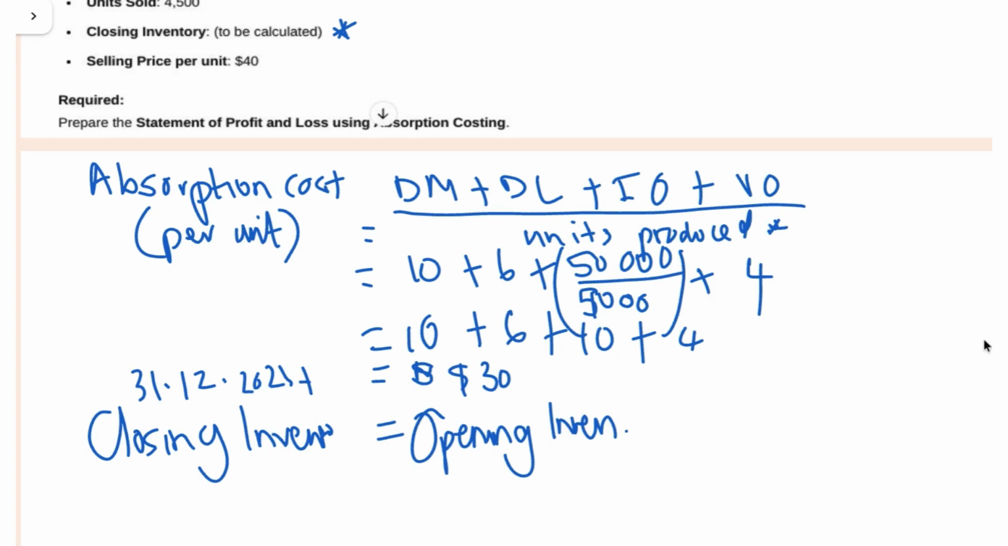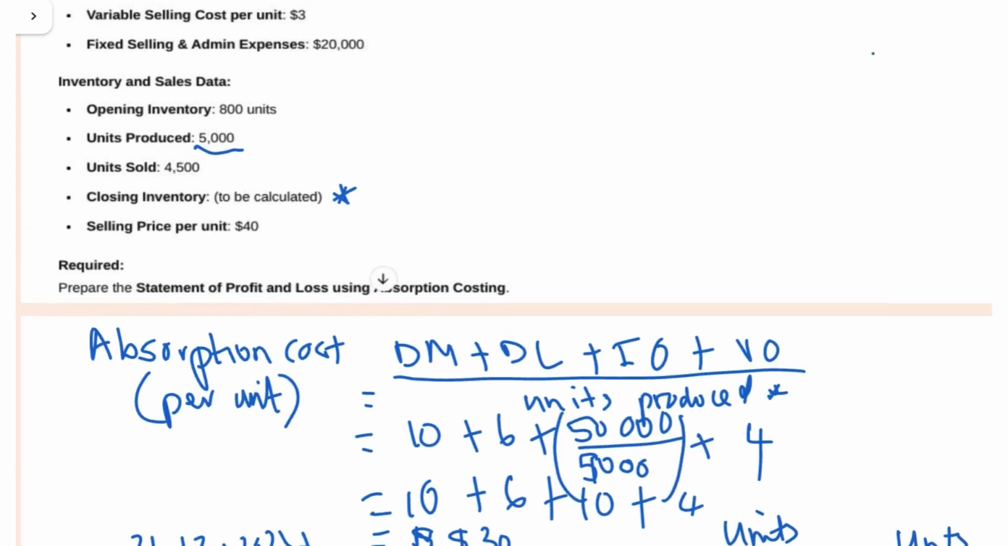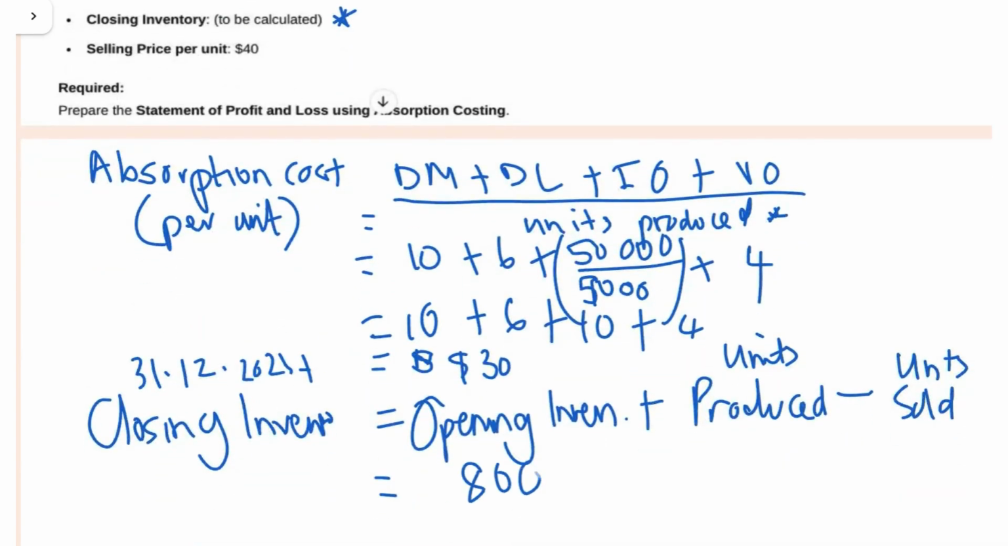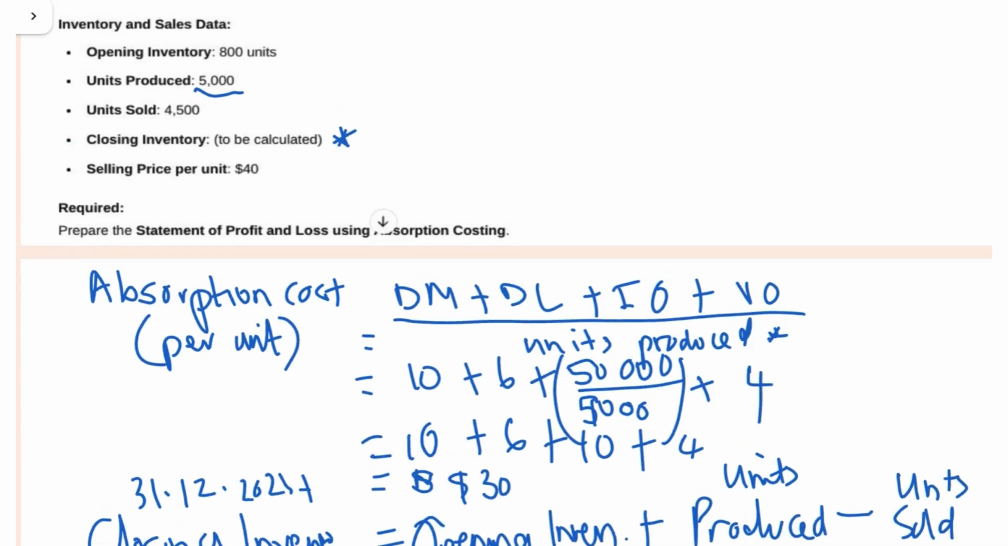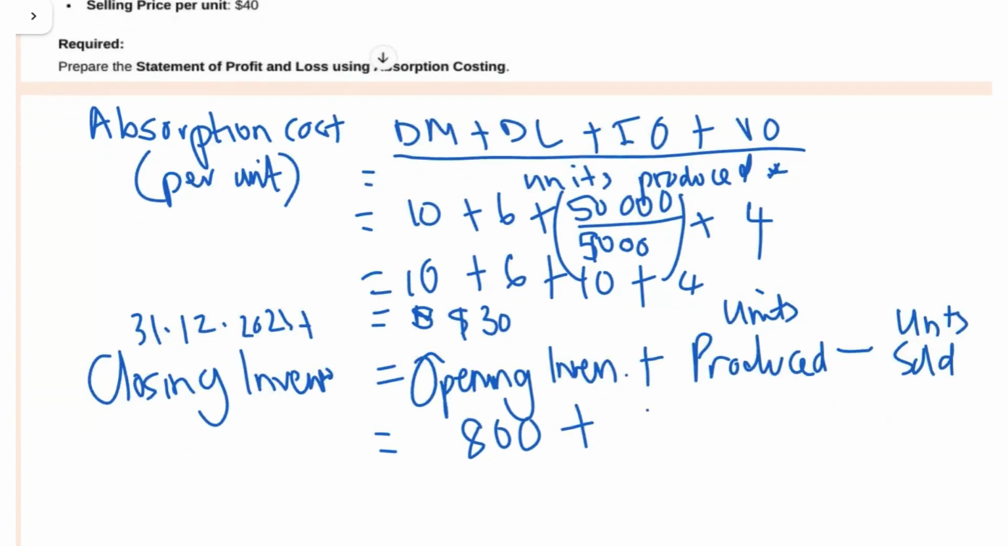Okay, I'll just abbreviate that. Opening inventory, we add the units that we produced, and then we deduct our units sold. Then we will get our closing inventory. So our opening inventory in units is 800 units, and then we are told that we produced 5,000 units right there. So then we have to add our 5,000 units.